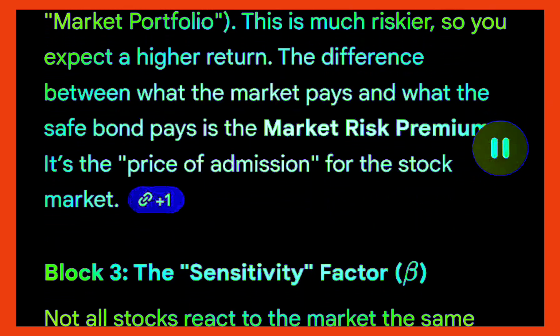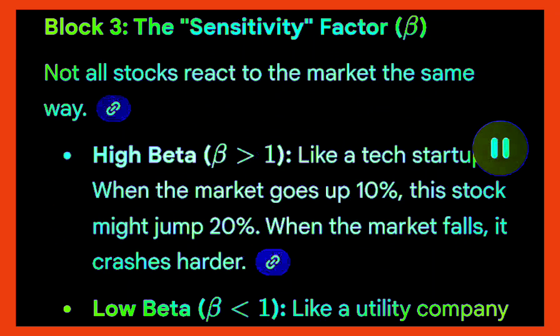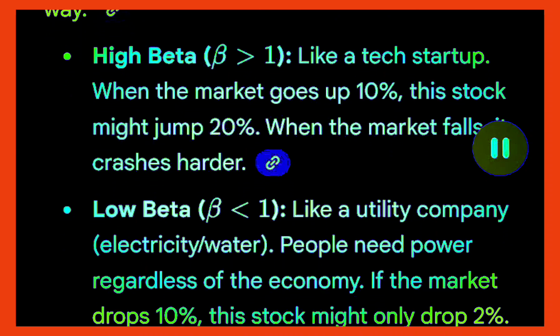Block 3, the sensitivity factor, beta. Not all stocks react to the market the same way. High beta, beta greater than 1, like a tech startup. When the market goes up 10%, this stock might jump 20%. When the market falls, it crashes harder.